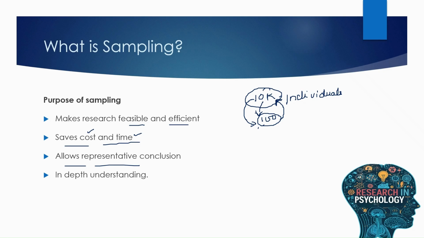It also helps in in-depth understanding, which means when the sample size is good enough for a researcher to handle, the researcher can plan deeper studies, or they can make deeper observations and generalizations also, because the units under study are manageable for the researcher. So this is the purpose of sampling, why we do sampling and why it is necessary when your population size is big.